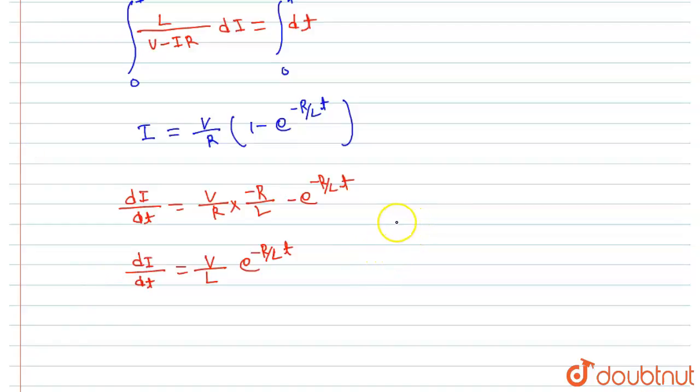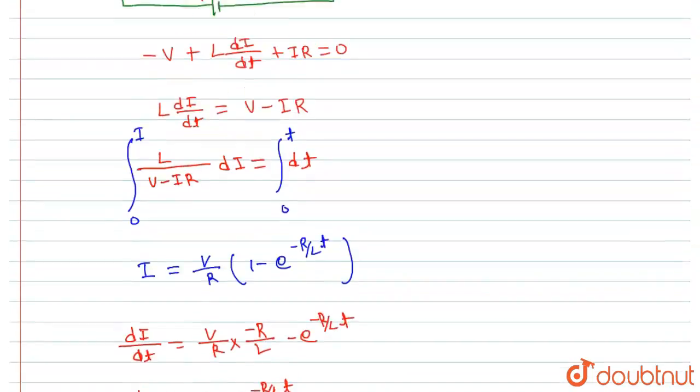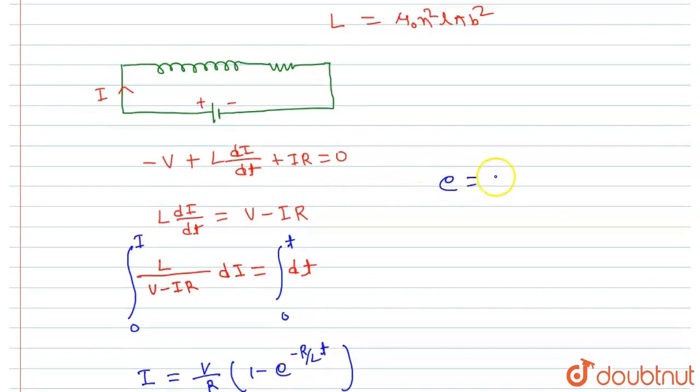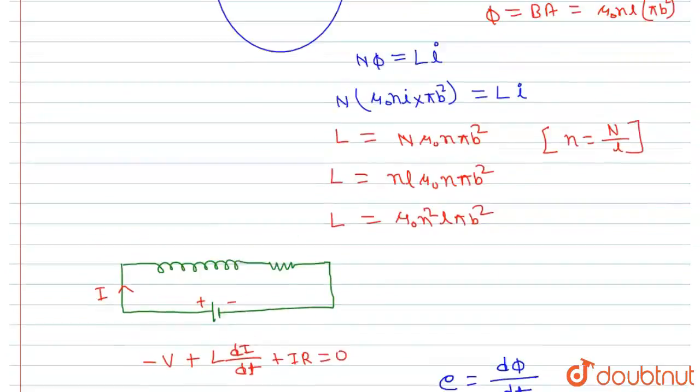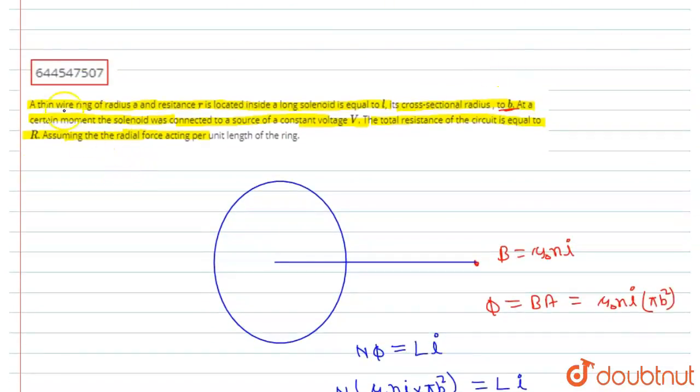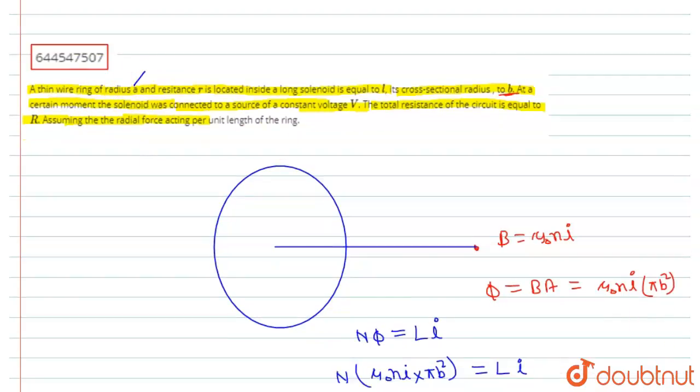So we can write the magnitude of the induced EMF E is equal to d phi divided by dt. And phi is equal to B into A. So B is equal to mu naught N into I, and area is pi into A square. In this case we have to take the radius given: it is given that the thin wire ring has radius A. So this A we have to take in this case.